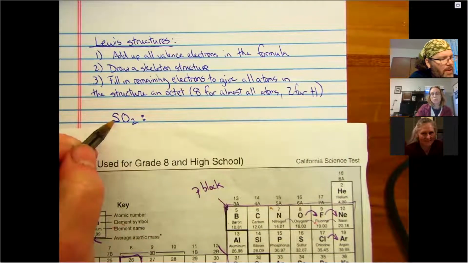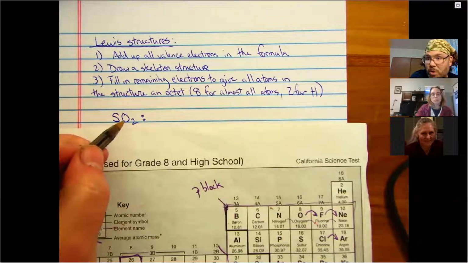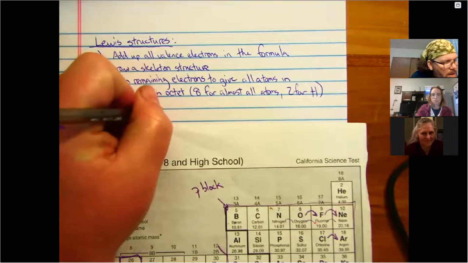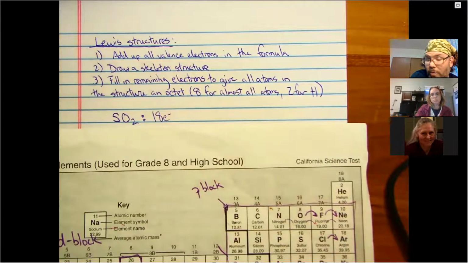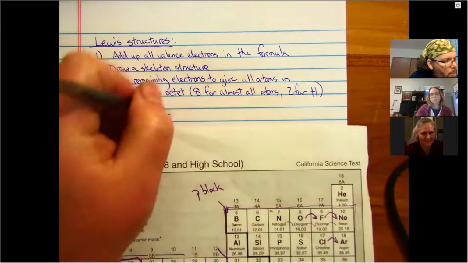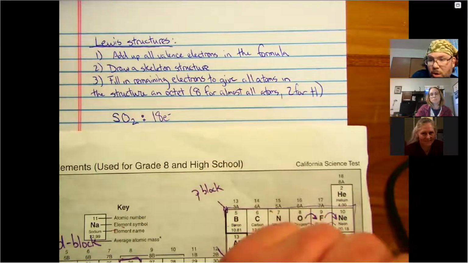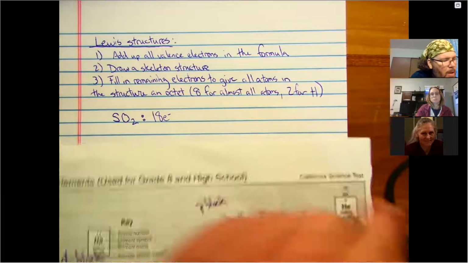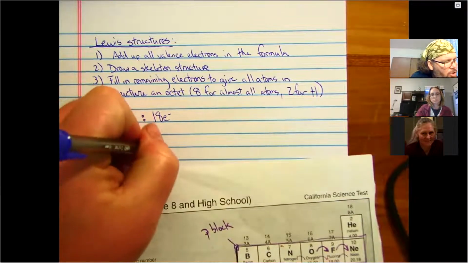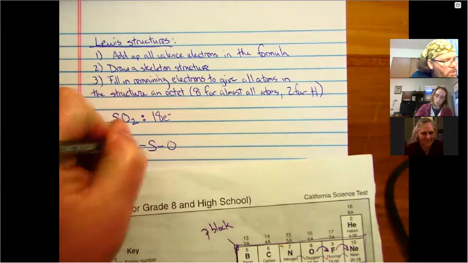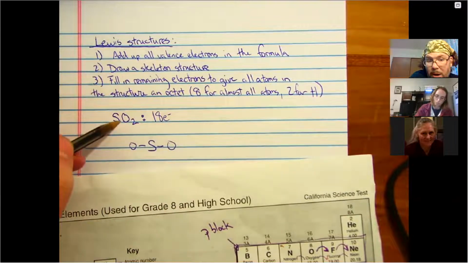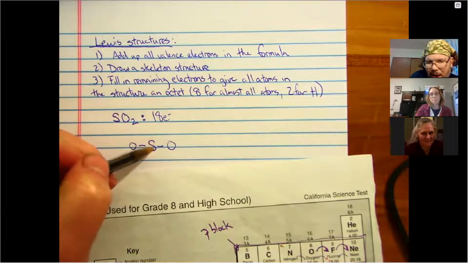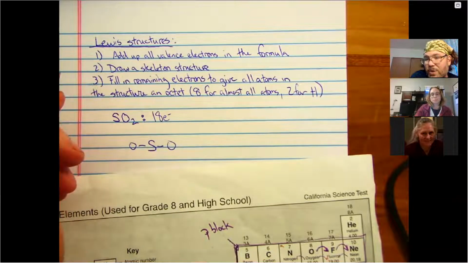So a sulfur with 6 valence electrons and then 2 oxygens with a total of 12 more valence electrons gives us 18 total valence electrons in this formula. So what that means is that our final Lewis structure should have exactly 18 electrons in it. It can't have more or less than that. Then we're going to draw a skeleton structure, step 2. So generally speaking, for small Lewis structures, whatever atom is listed first is the central atom, the one that's in the middle, unless the first atom listed is hydrogen, because hydrogen can never be in the middle because it only ever forms one bond.